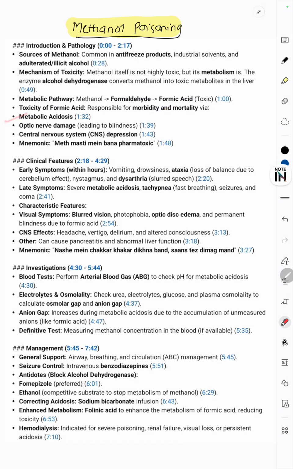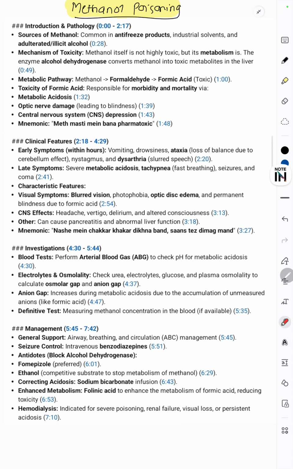It leads to metabolic acidosis, optic nerve damage leading to blindness, and in the central nervous system, it will lead to CNS depression. Clinical features: early symptoms will be vomiting, drowsiness, and ataxia due to loss of balance from the cerebellum effect. Apart from that, dysarthria will be seen. Late symptoms will be metabolic acidosis, tachypnea, seizures, and coma.